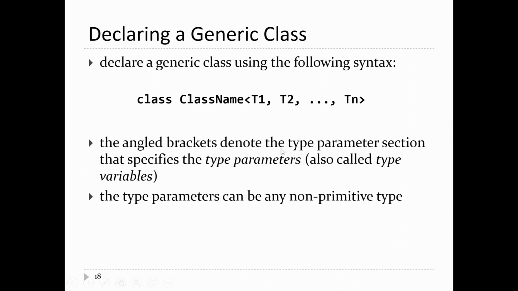So the angled brackets here are called the parameter section. They specify the type parameters. The type parameters can be any non-primitive type. So when someone uses your class, they can specify any non-primitive type for the type parameters.